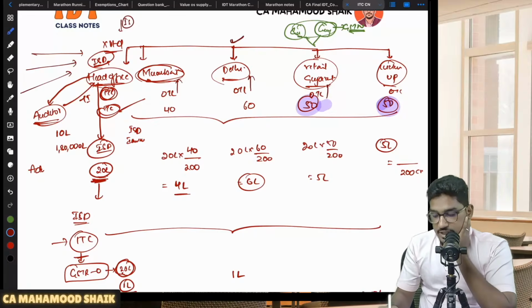So while distributing that input service credit, if some service is attributable to only one location, that amount has to be attributed only to that location.